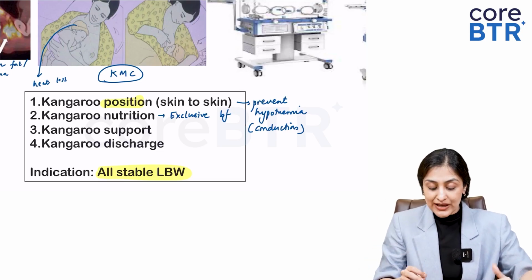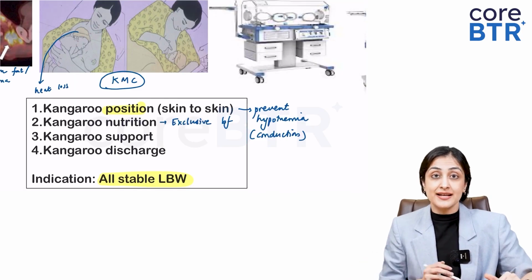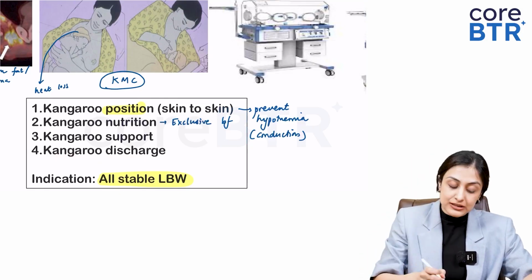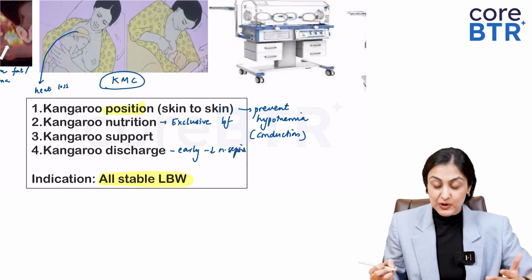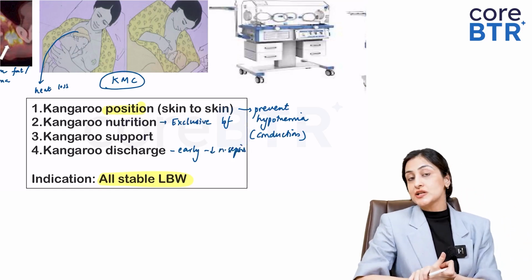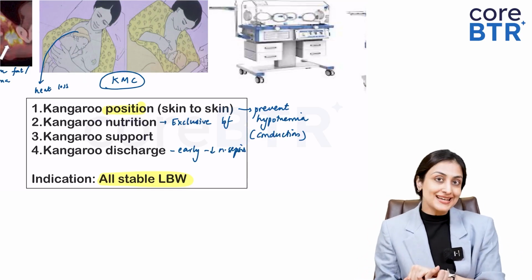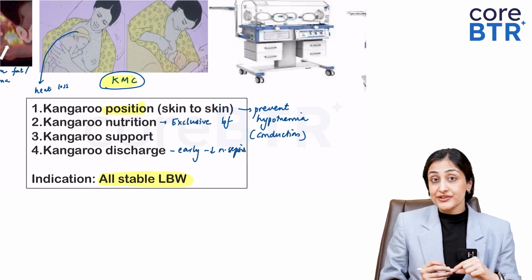Kangaroo support is where mother and the baby are being supported initially in the hospital, later at their home. They need some support and discharge. So we are promoting early discharge from the hospital, and what that will do is decrease the chances of neonatal sepsis, because the most common cause of late onset neonatal sepsis is hospital acquired infections, right? So that's something that gets prevented. All right, so this is what the components of kangaroo mother care are.